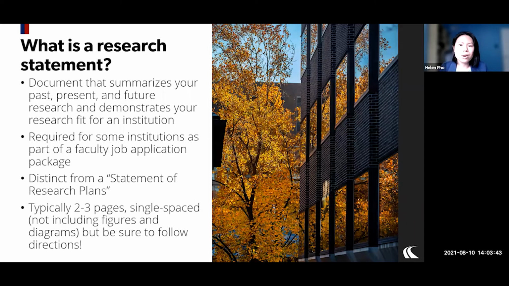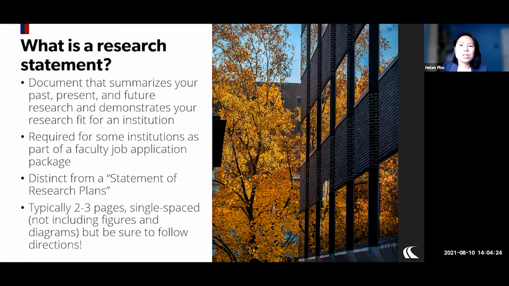For some of you who are on the job market, you might notice that some faculty job applications ask for a research statement and some don't. It really depends on the institution whether or not they're going to require one. If you're applying for teaching intensive roles at a teaching focused university or college, chances are they're probably not going to ask for one. But a good number of institutions will require a teaching statement. It's a research statement. A research statement is distinct from a statement of research plans.